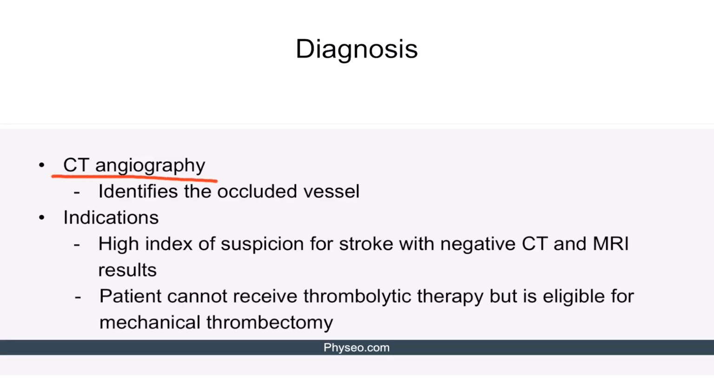CT angiography can also be performed in a patient with suspected stroke. CT angiography identifies the occluded vessel. It is indicated when there is a high index of suspicion for stroke, but CT and MRI are negative for ischemic changes. Additionally, CT angiography is indicated when the patient cannot receive thrombolytic therapy but is eligible for mechanical thrombectomy.